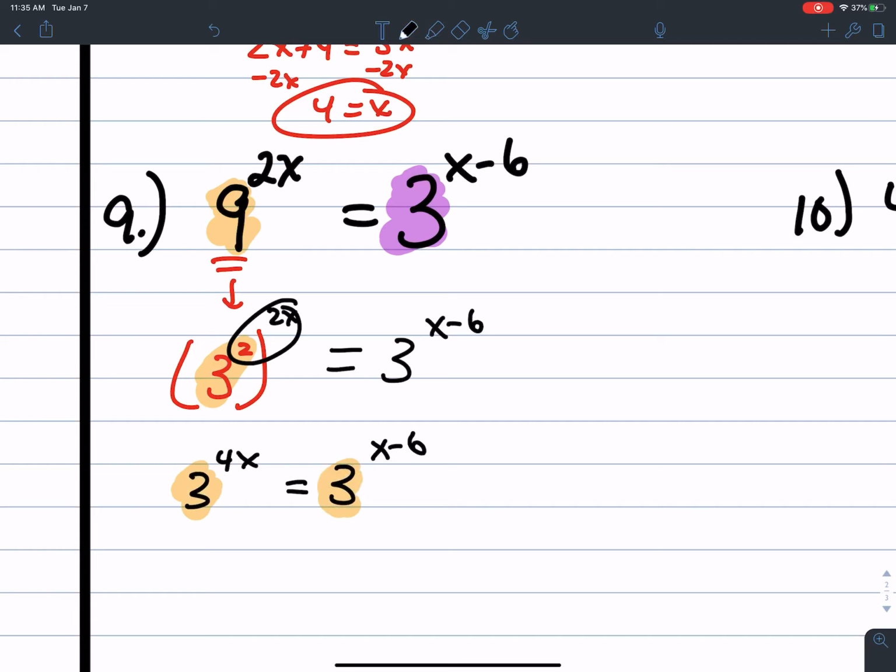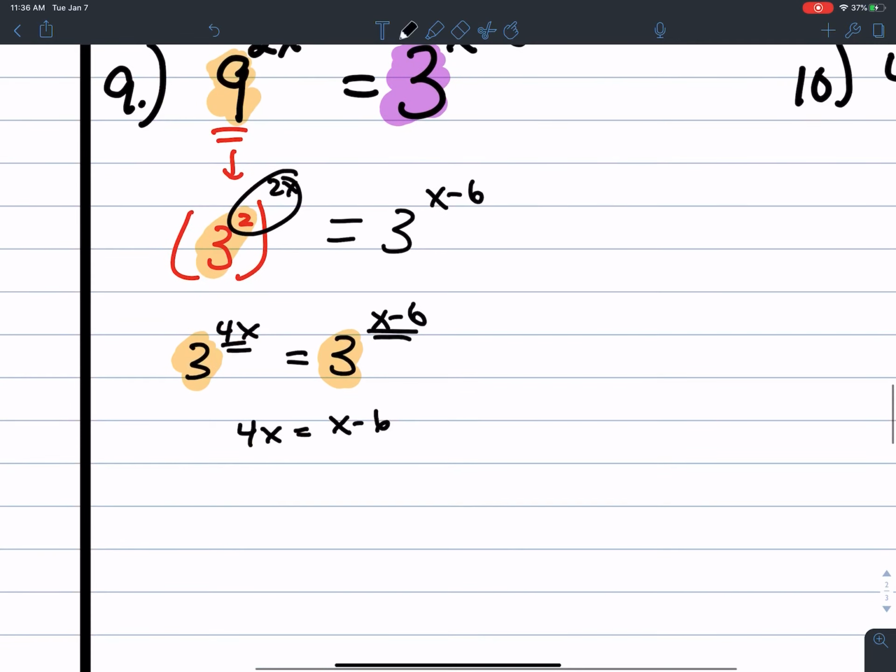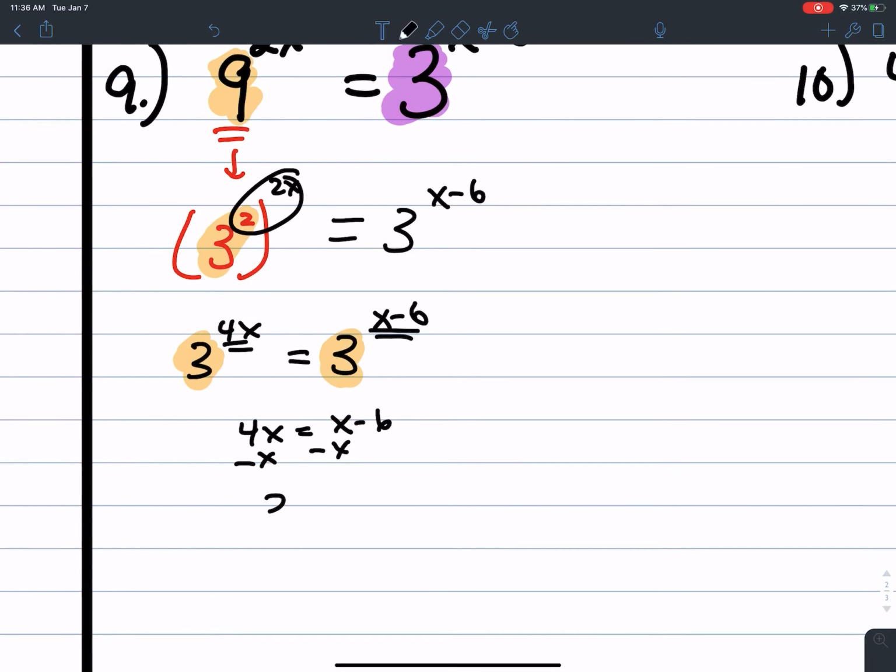So again, if the bases are the same, that must mean their exponents are also the same. So I set them equal to each other. We'll subtract x from both sides. And then we divide by 3, so we get x is equal to -2.